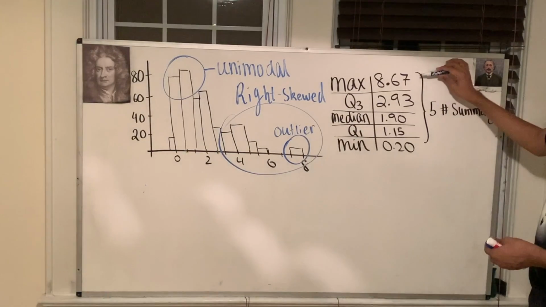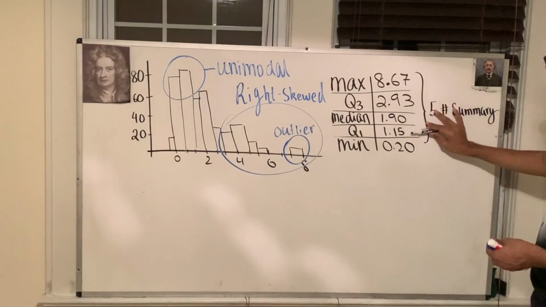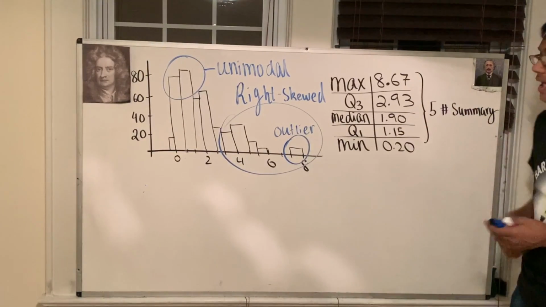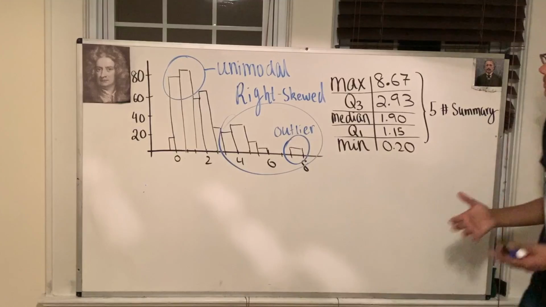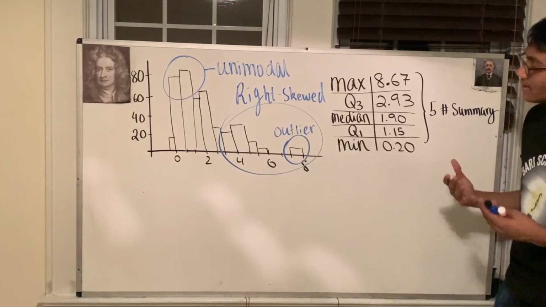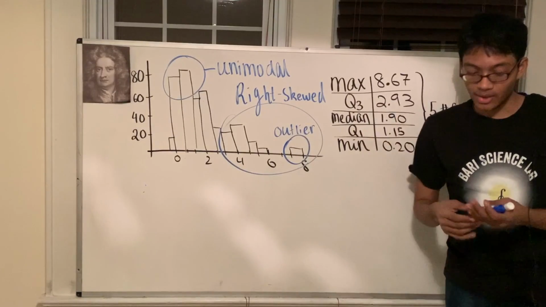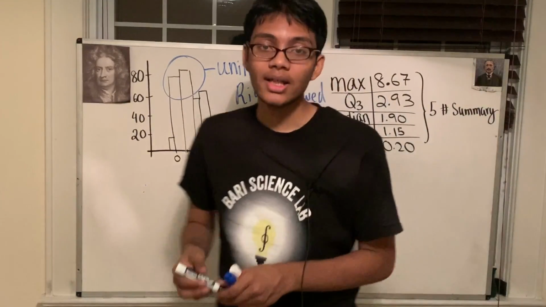And that involves your maximum, quartile 3, median, quartile 1, minimum. Now, using this 5-number summary, I'm actually going to construct something called a box plot. A box plot is another way to visualize quantitative data, kind of like a histogram. So, how do you make a box plot?